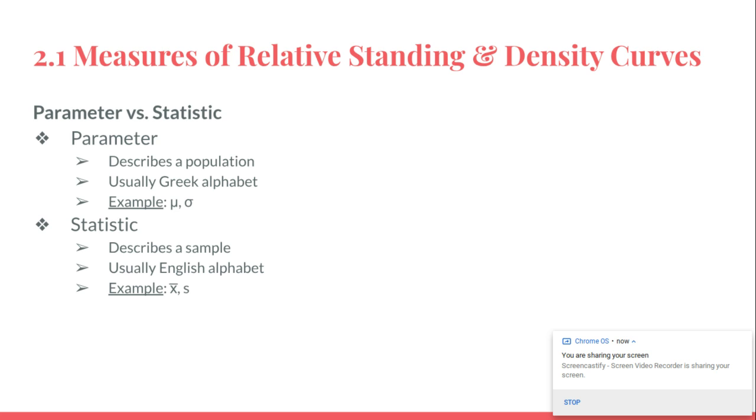It is also important to distinguish between parameters and statistics. The parameter describes a population. Population and parameter both start with P, so that's how you can remember it. A statistic describes a sample.